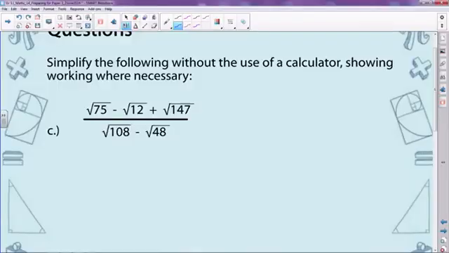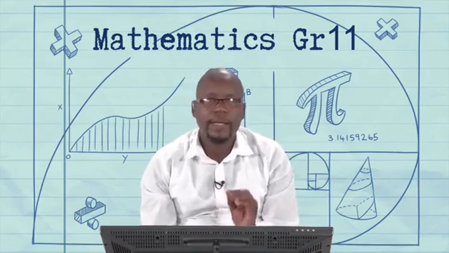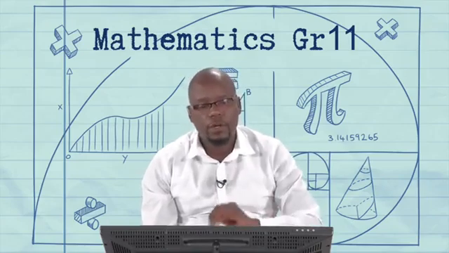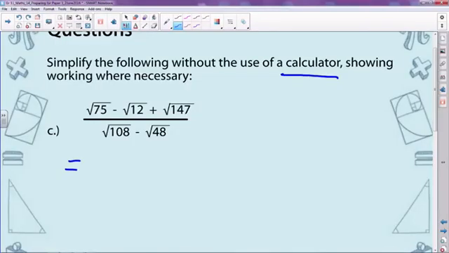Simplify the following without the use of a calculator, showing working when necessary. This is where I said it's not easy for us to catch you if you've used your natural display, but as long as you follow all the steps, right? Because of time, we're just going to look at this first part, your 75. How do you break it down? That's 25. Okay.